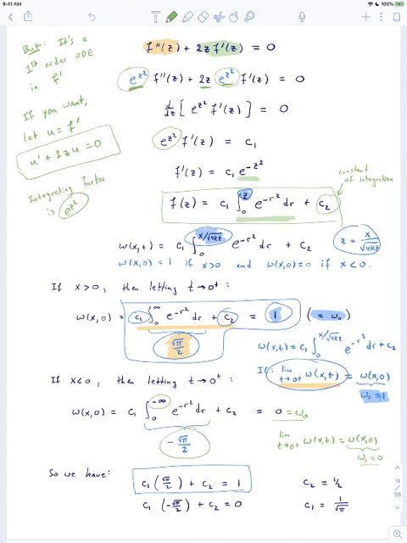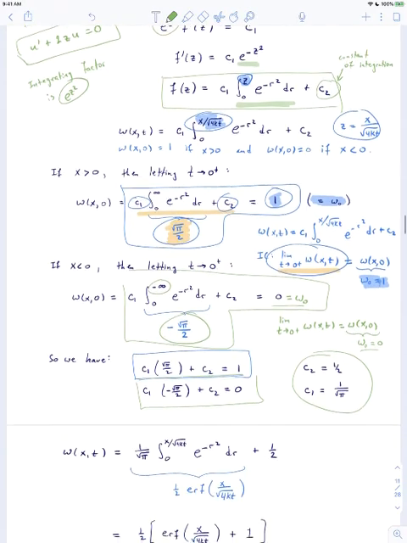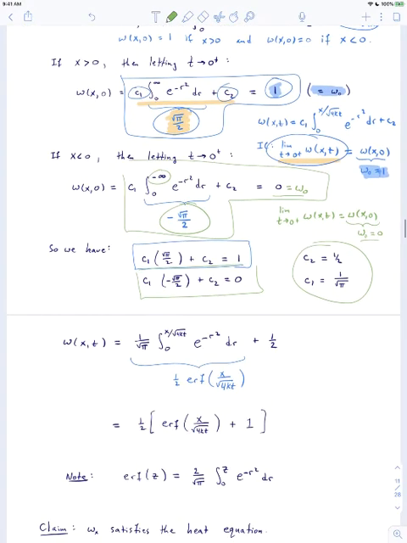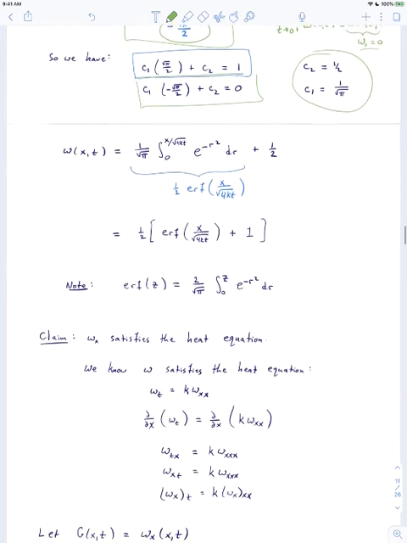So this equation gives us this equation right here: c1 times the opposite of the square root of pi over 2 plus c2 equals 0. And we can solve this system of equations for c1 and c2, and we get that c1 is 1 over the square root of pi and c2 is 1/2. So if we plug those in, we get a formula for w, which we have right here.